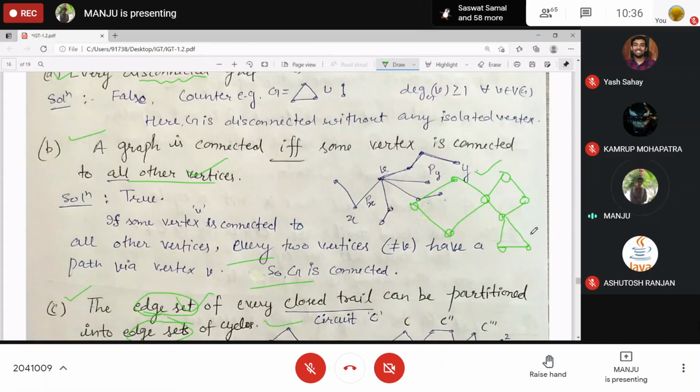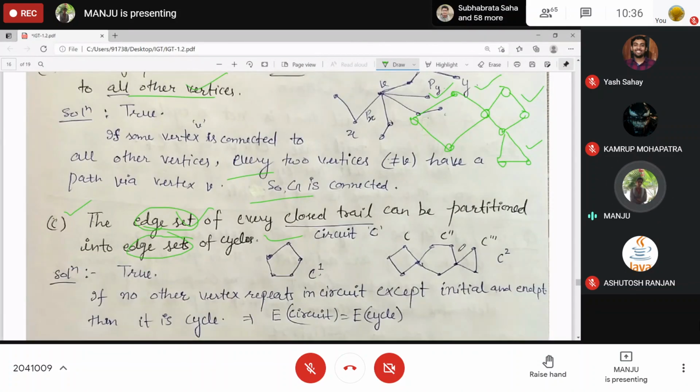C3 is there, C4 is there, and another C4 is there, right? So like this, any number of cycles or any type of cycle you can partition. Partitioning, or decomposition you can just say. And decomposition means no repetition of edges will be there. That is, you cannot take this to this, this to this to this. And obviously that will not become a cycle if you are repeating the edges.